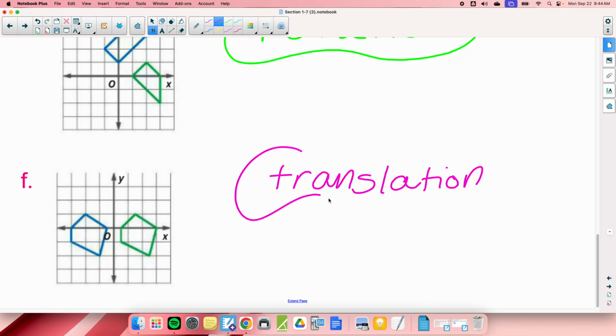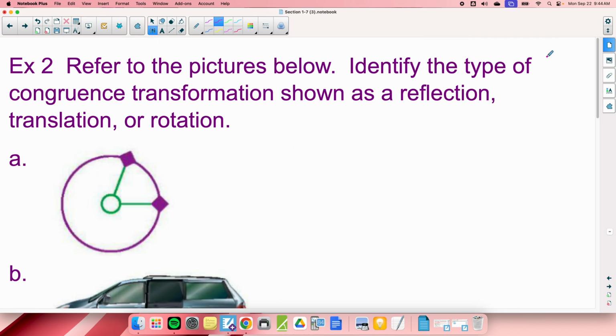Okay, now if we go to this next page here, it says refer to the pictures below and identify the type of congruence as a reflection, translation, or rotation. Okay, put this one on. What if you went from here to here? What does that seem like? It's a rotation. And a rotation is always about a point, which in this case is here, and it's always so many degrees. So this one is a rotation.